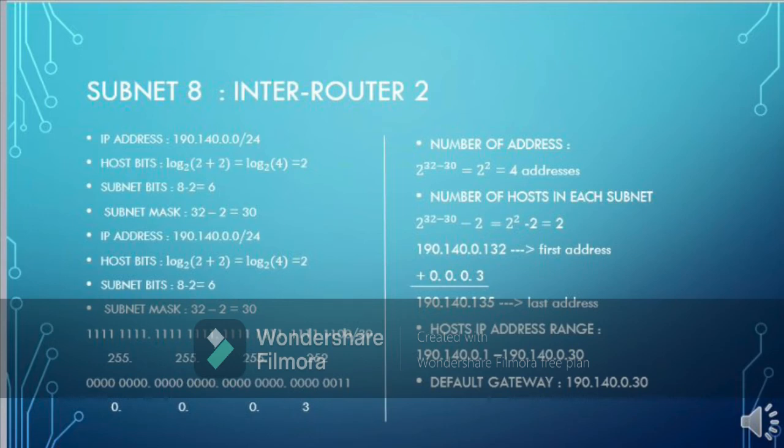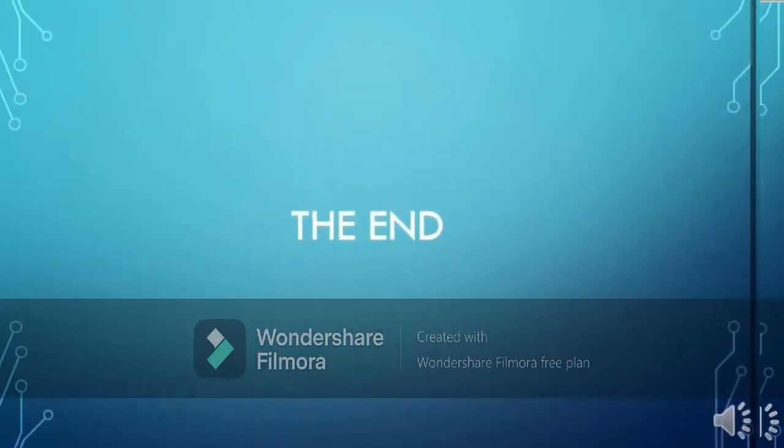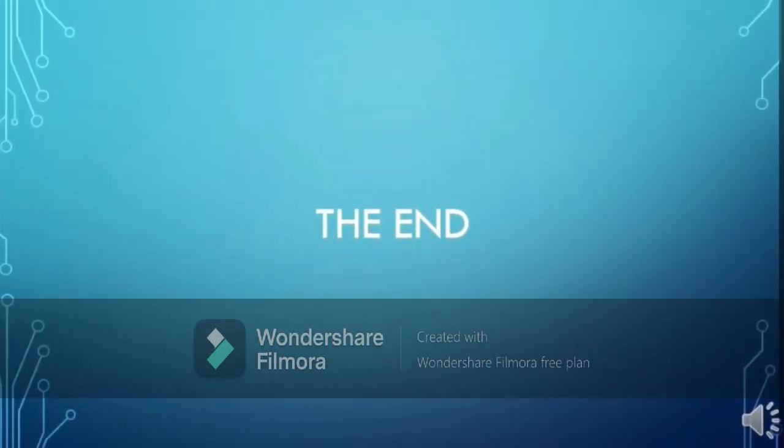And then we can get the first address and also the last address by adding the first address and the wildcard. And then we can get the host IP address range, which is 190.140.0.1 until 190.140.0.30. And then we can get the default gateway, which is 190.140.0.30, which we take from the last address in the range. And that's it. That's how you calculate the subnet address.